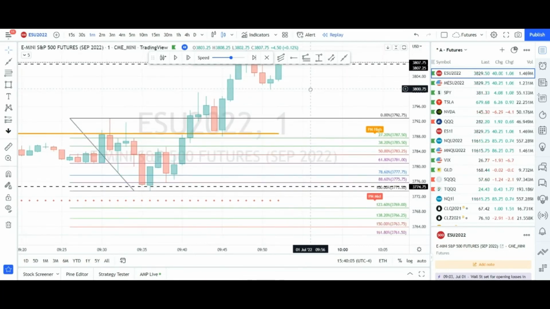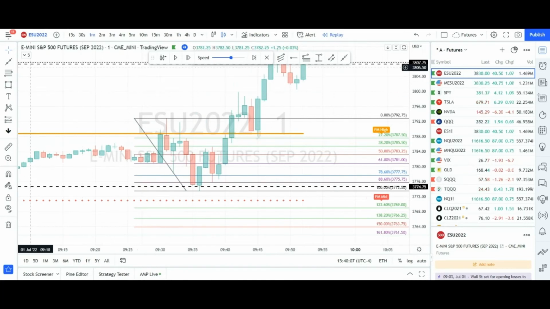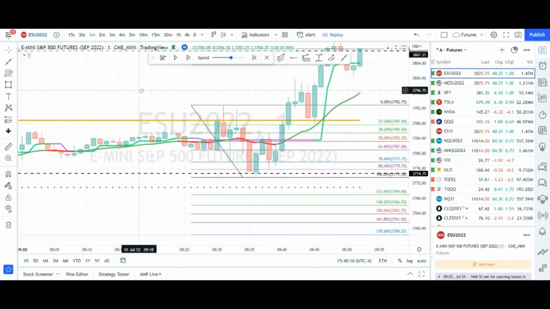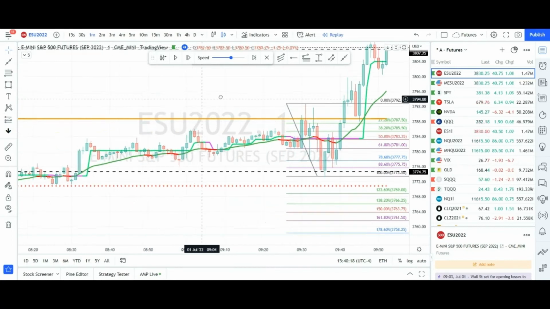There are some different levels which you can see. One more thing: if I don't want to create any of these Fibonacci levels, how can I trade?